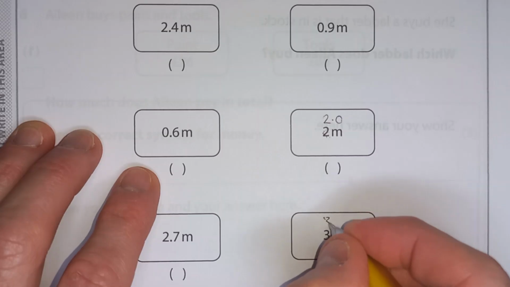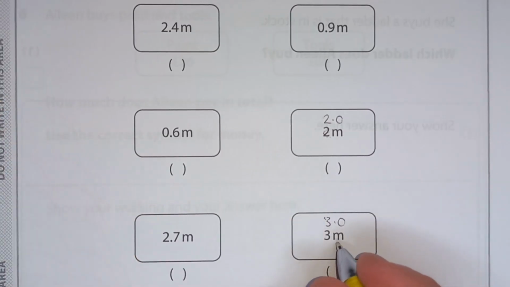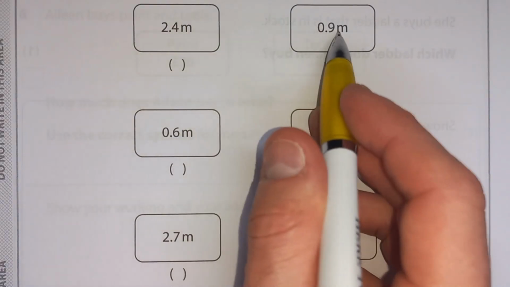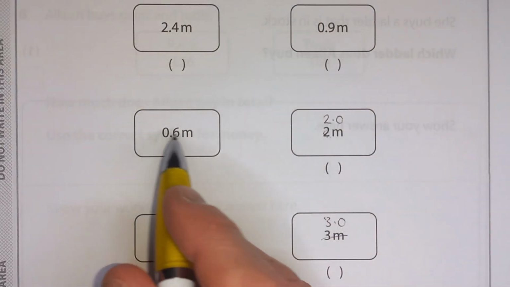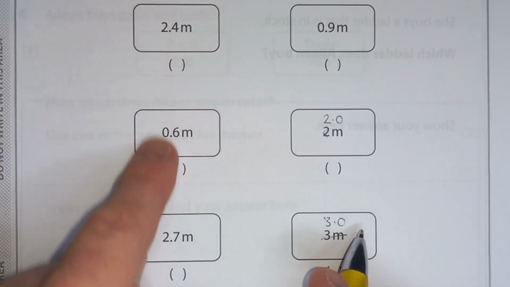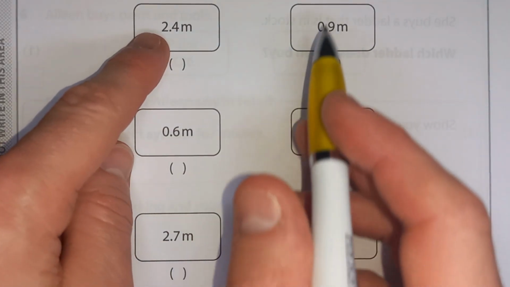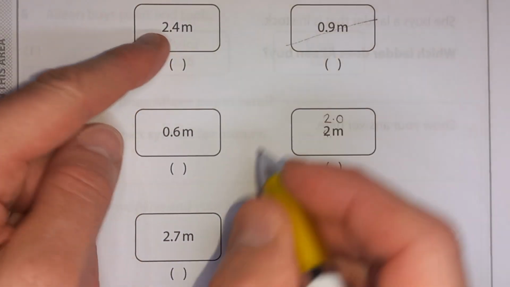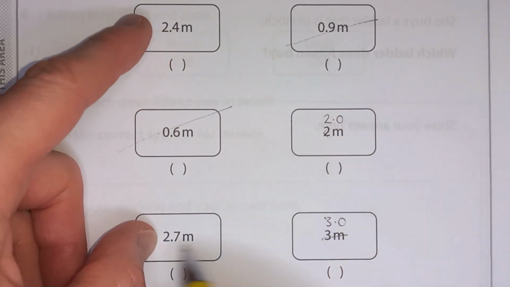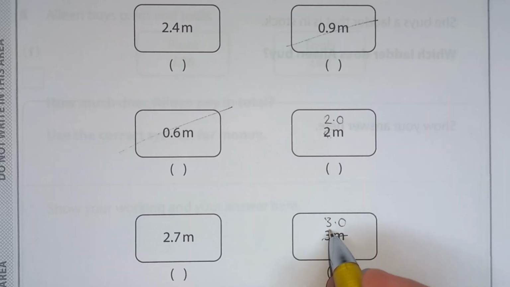And 3 meters would be the same as 3.0 meters. Okay, that way now they've all got 2 digits. 24, 09, 06, 20, 27, 30. If we want the longest one, we're going to look at the first digit and want that to be the biggest. So 2 is bigger than 0, so not that one. Bigger than 0. 2 and 2 are the same. This one's 2, but this one starts with a 3. It's the only one that starts with a 3. So that must be the longest pole.